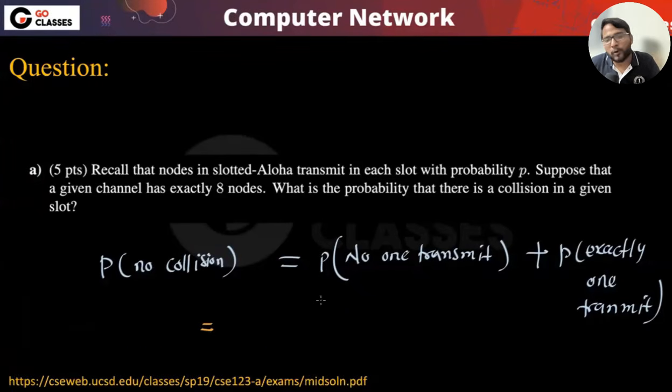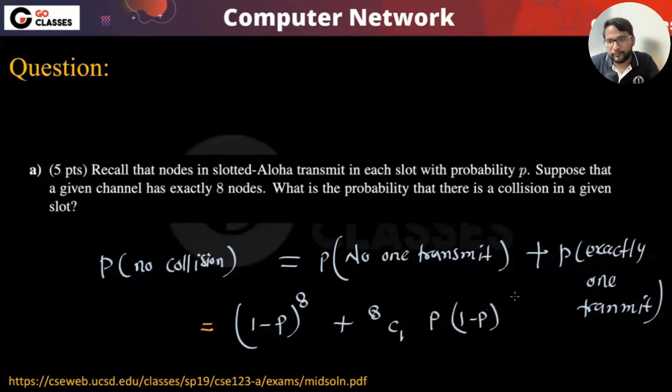Okay, so what is the probability no one transmits? What do you think? The non-transmission probability is 1 minus p, then for no one it is (1 minus p) power n, right? Plus, or maybe (1 minus p) power 8. Okay, probability that no one transmits. What is the probability that exactly one station transmits? Again, 8C1 into p into (1 minus p) power 7, right? So this is the probability of no collision.